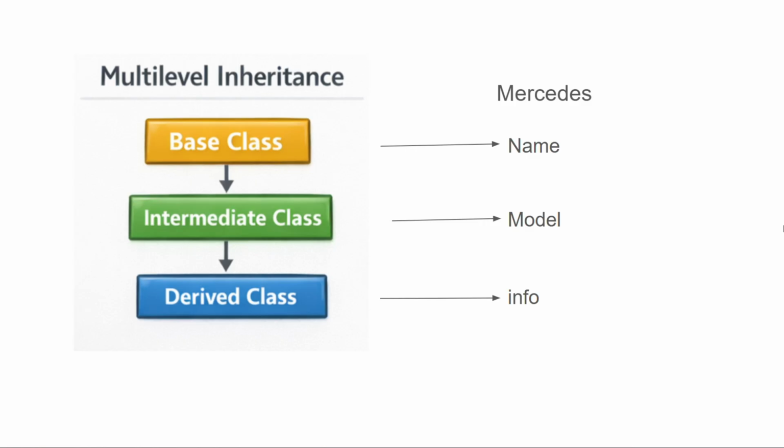So we understand this multi-level inheritance by making use of a Mercedes car with different attributes like name and model, and at last we gather these two attributes of different classes in the derived class. We print the information, which is name and model, from the derived class. So let's implement this multi-level inheritance.